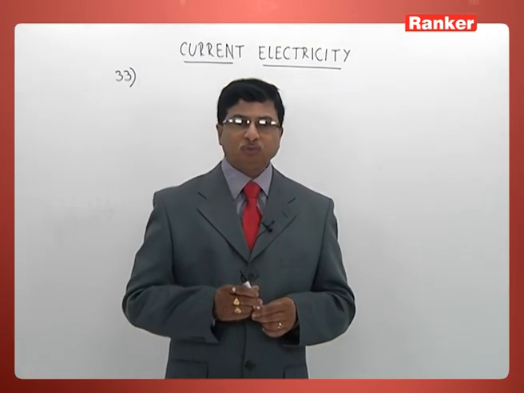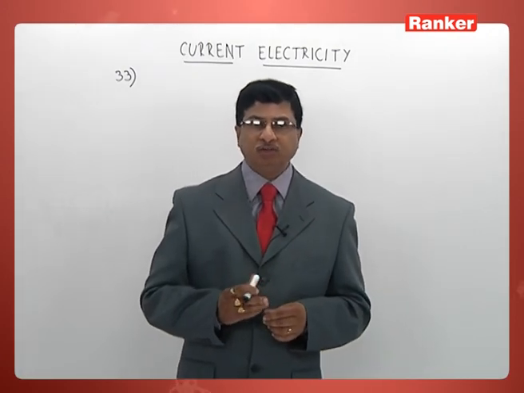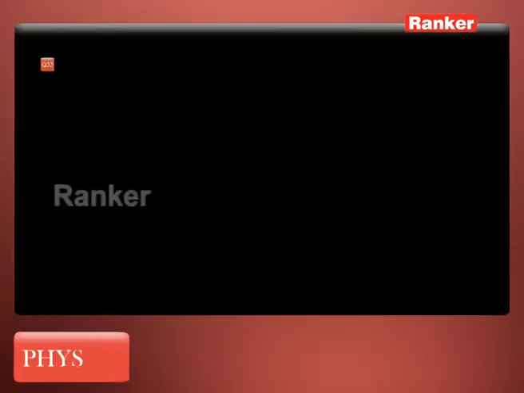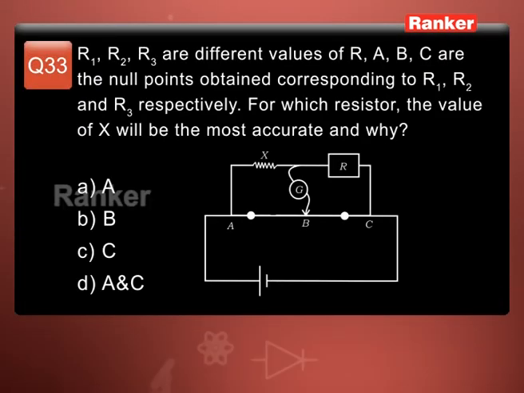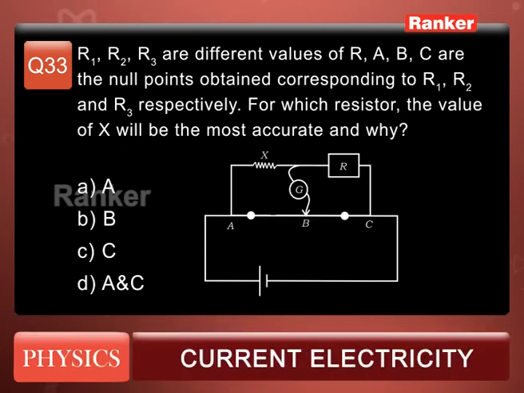Let us switch over to problem number 33. Let me read out the question first. R1, R2 and R3 are different values of R. A, B, C are the null points obtained corresponding to R1, R2 and R3 respectively.